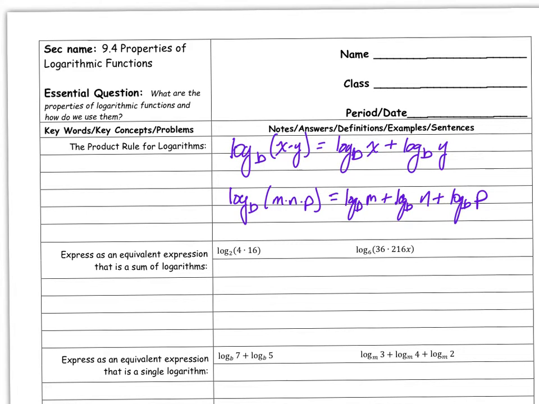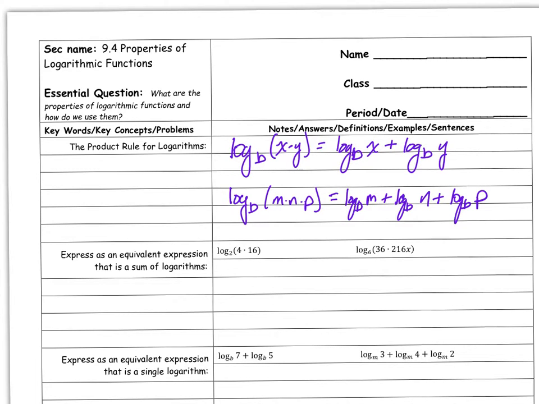That's all it's saying, is I can write it that many times. If there's 5 things multiplied together, I just have 5 different logarithms. If there was 10 things, I'd have 10 different logarithms. That's what this rule says. If I multiply them together, I write it out as addition.